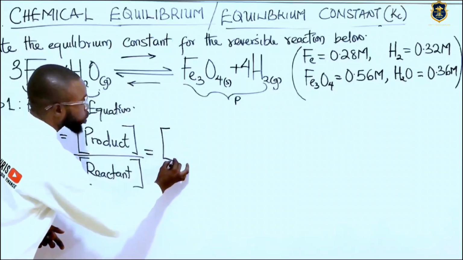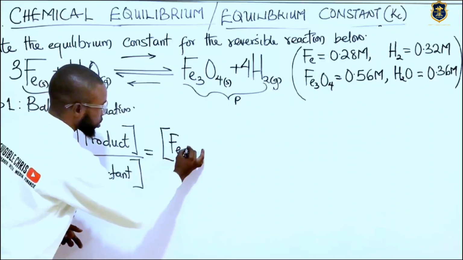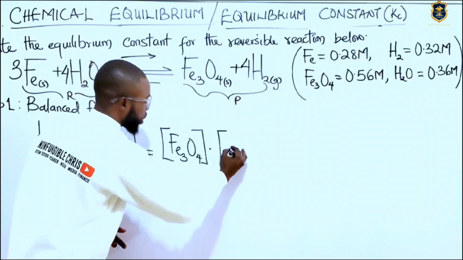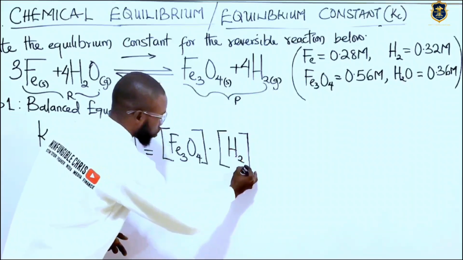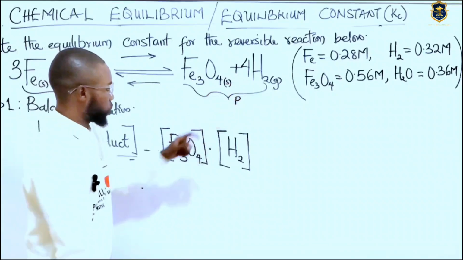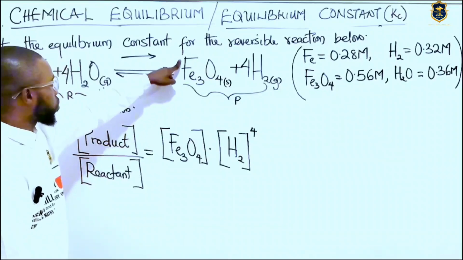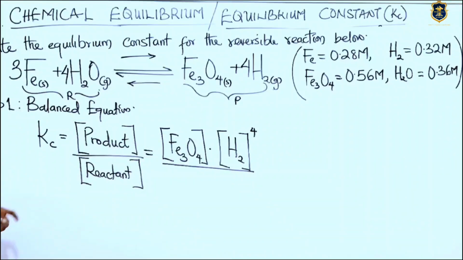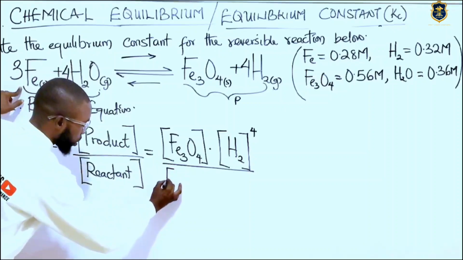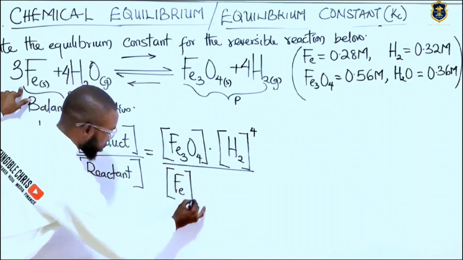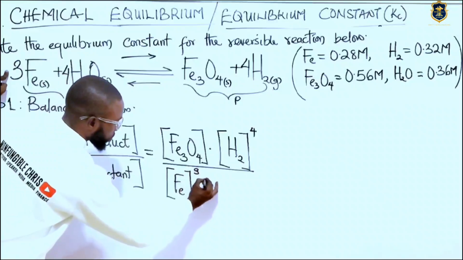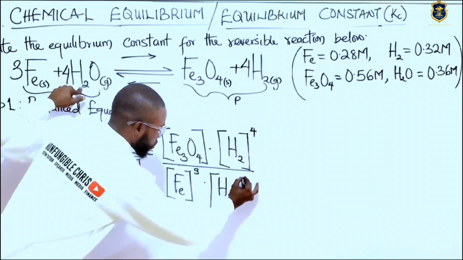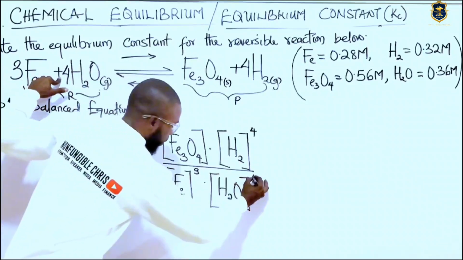It's going to be the concentration of Fe3O4, right, times the concentration of what? H2, right? But then the coefficient there, we have 4 here, so H2 is going to be raised to the power of 4. There's no coefficient here, so that's why we don't have anything here, right? Over what? Let's check for the reactant, we have Fe, but then the coefficient is 3, so we have 3 here, times that for H2O, but then if you check, we have 4 here, right?